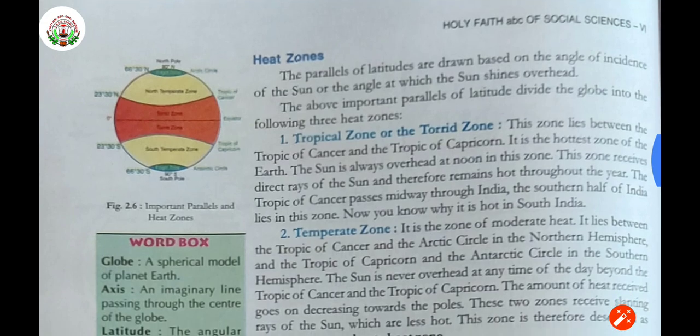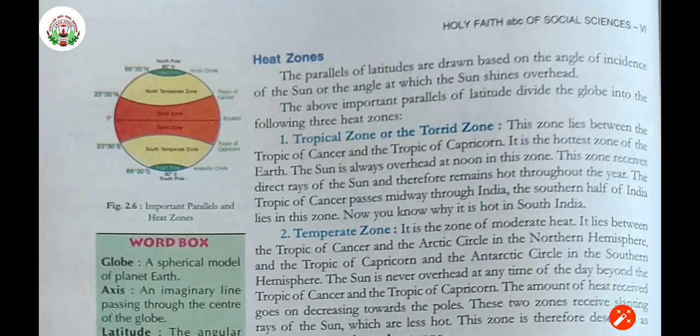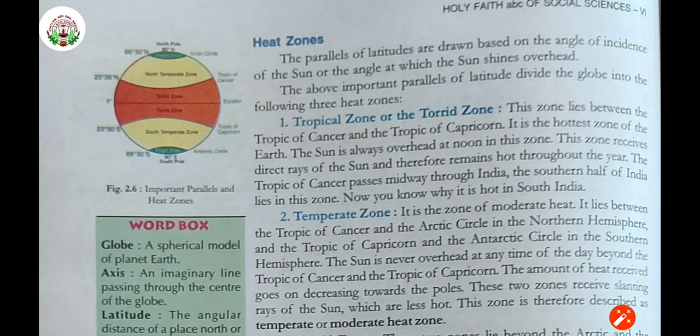Now tropical zone or the torrid zone. This zone lies between the Tropic of Cancer and the Tropic of Capricorn. It is the hottest zone of the earth. The sun is always overhead at noon in this zone. This zone receives direct rays of the sun and it is going to remain hot throughout the year. Tropic of Cancer passes midway through India, right? The southern half of India lies in this zone. Now, you know why it is hot in South India. In South India, you are going to imagine hotness, right? Heat is more because of this only, because it is coming in the tropical zone or torrid zone.